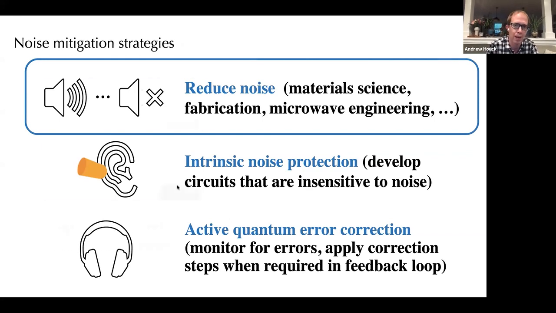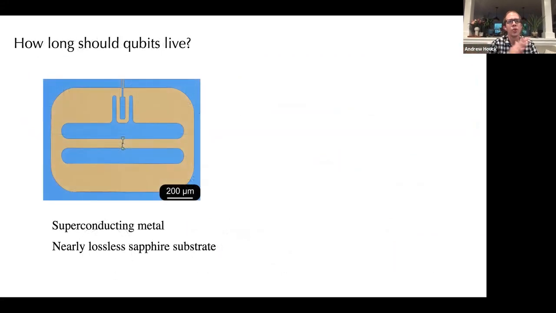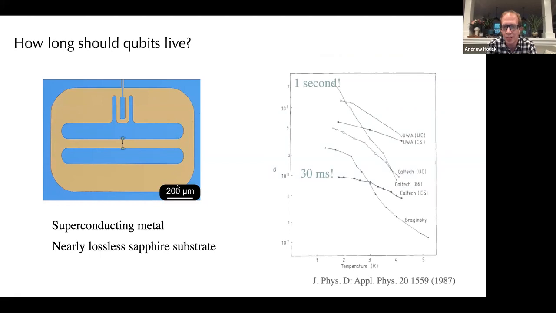Okay, so we're going to start by thinking about reducing noise in materials. So you could ask this question: how long should a qubit live? You have this object that is really quite large, but it's made of superconducting metal that's lossless. We have sapphire substrates, and sapphire is a nearly lossless substrate.